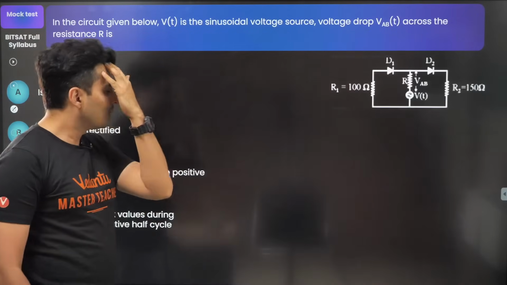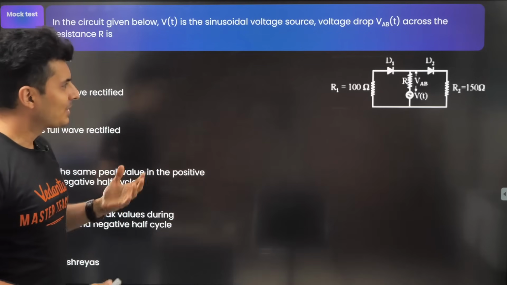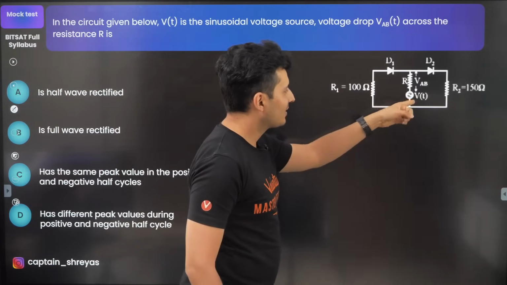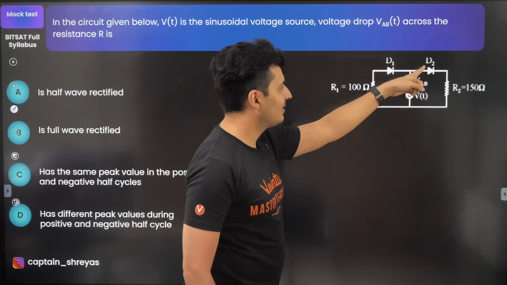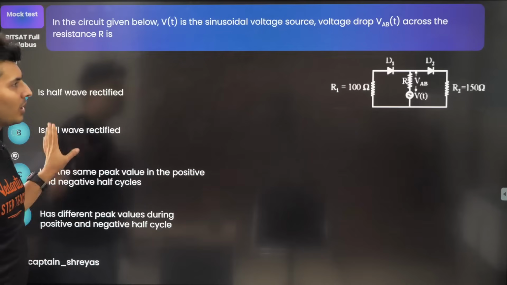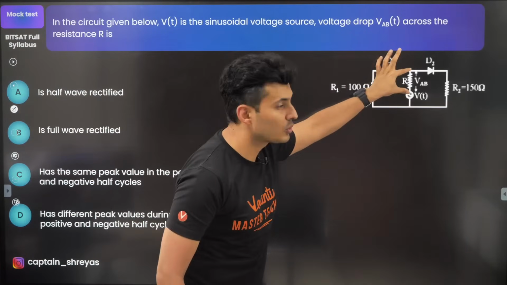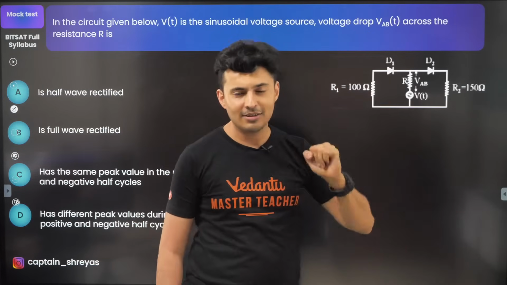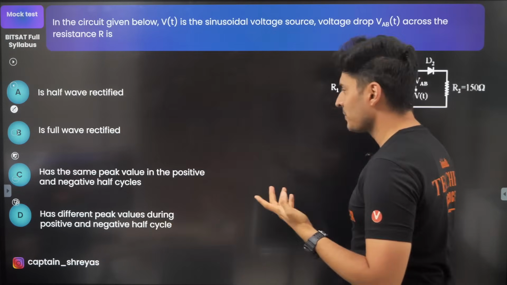Wow, we have a question on semiconductor diodes. We have an AC circuit, and it's going to be positive, negative, etc. These are 2 diodes. The question is, how will the final output look between these 2 points, VAB? Okay, the resistances are different. Will it be half wave, full wave?